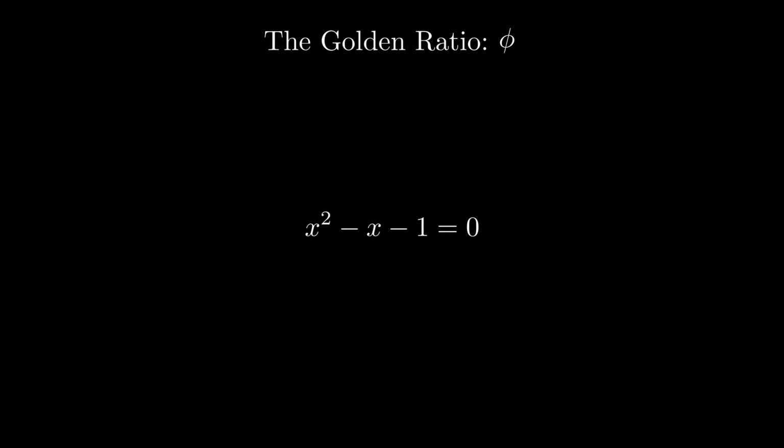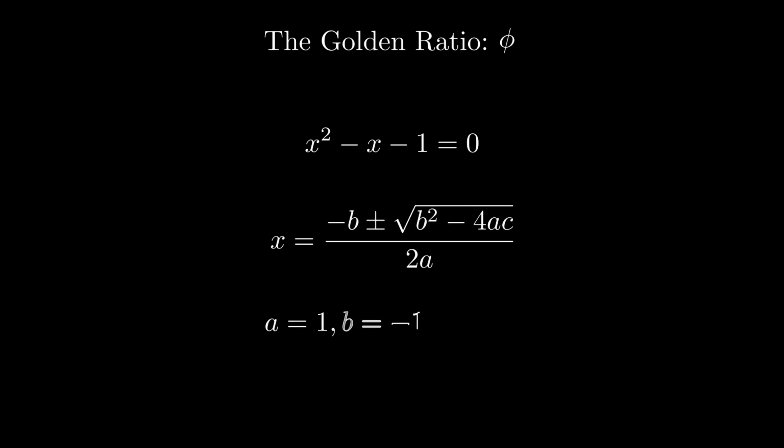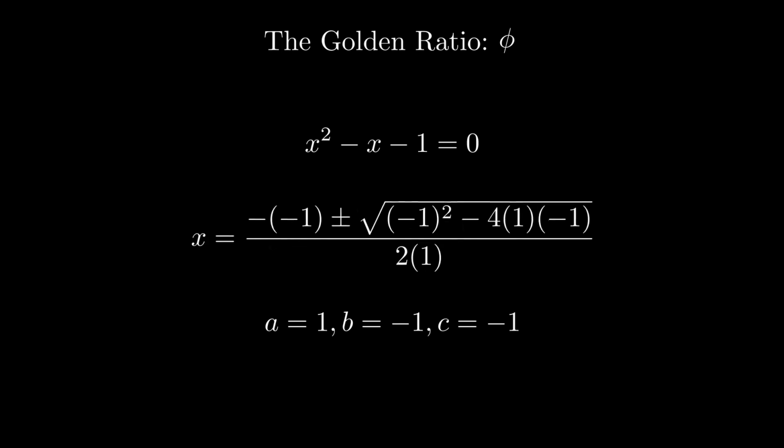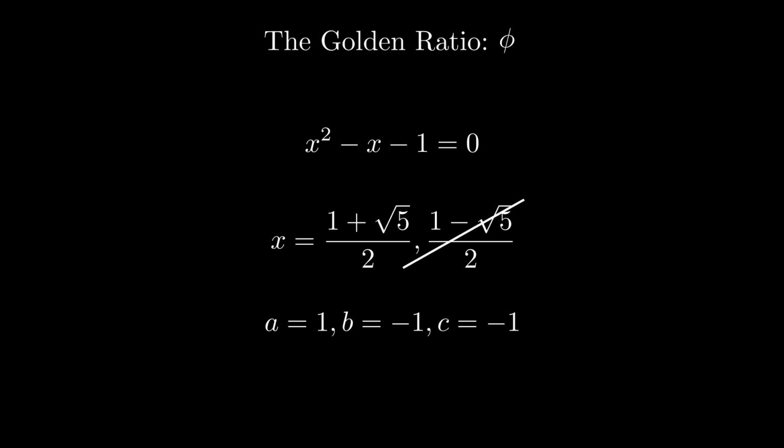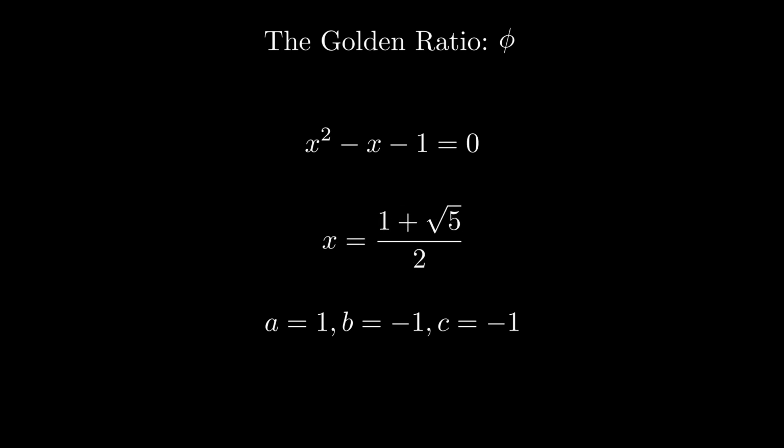Rearranging the terms on the right to the left, we get a quadratic, which we can solve with the quadratic formula. Plugging in the values of a, b, and c, we get x is equal to 1 plus or minus root 5 all over 2. Since we talk about a positive number, we have to eliminate the negative root, and we're left with phi is equal to 1 plus root 5 all over 2.